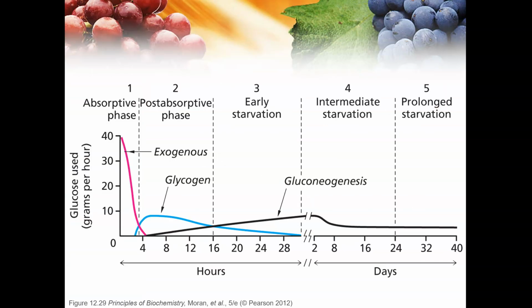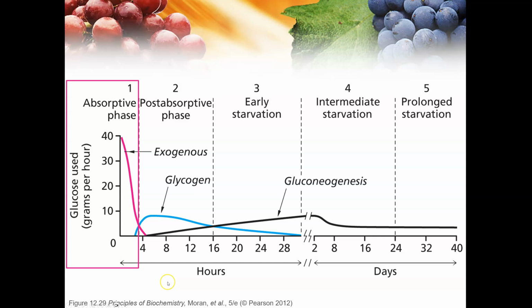So this diagram right here, again, focus your attention right here on this pink line. So this is the absorptive phase right here. So lasts for about 3 hours. So this is exogenous, which means this is glucose that comes from our diet. And this is glucose used in grams per hour. So we use glucose from our diets in the first 3 hours after a meal.